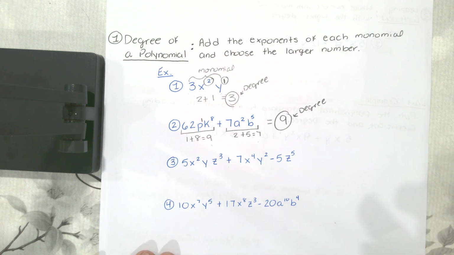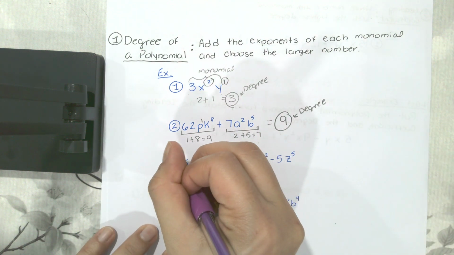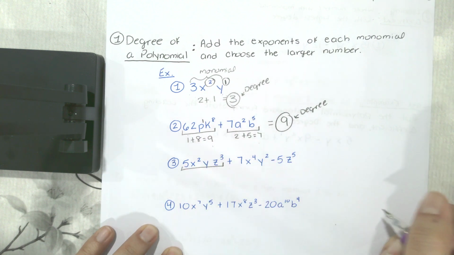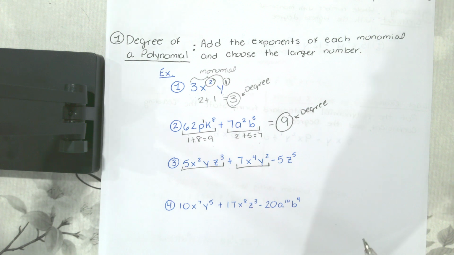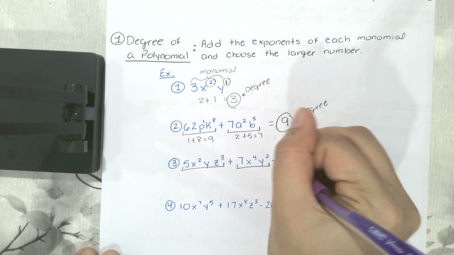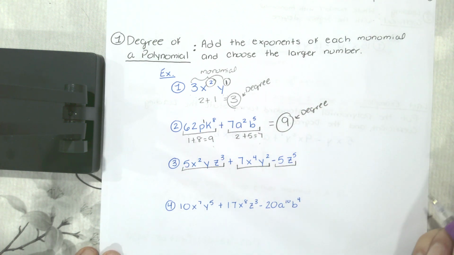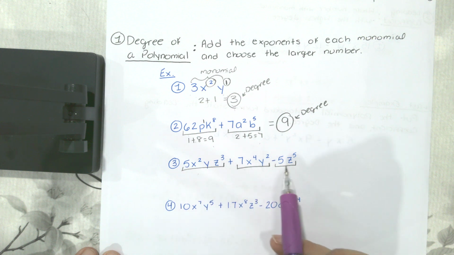If we look at our last 2 examples, these are trinomials. Separating the terms first, with number 3, you have 5xyz. Then you have 7xy. And then you have 5z to the 5th power. So individually, with each separate term, I'm going to add my exponents.